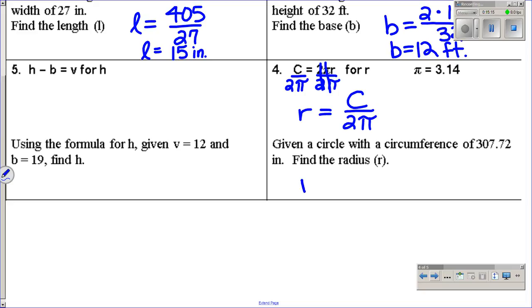So we're going to say radius equals, we're going to substitute in the place of the C, the 307.72, and then we're going to divide by 2 times pi, and the problem told us to substitute in 3.14. So we need to actually simplify the denominator first this time. Let's go ahead and multiply 2 times 3.14, and that's going to simplify to 6.28.